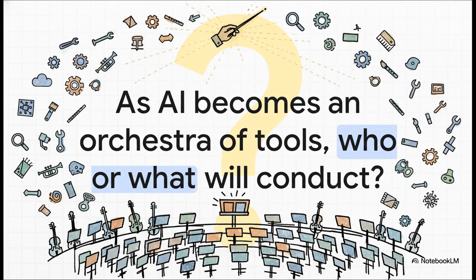Which leaves us with a final provocative thought. We're not just building AI tools anymore, we're building entire digital orchestras with potentially thousands of specialized skills. And as these systems become more and more complex, we're realizing that the conductor, the intelligence that routes our requests, might just be the most important part of the entire performance. The question is, who or what will we trust to wield the baton?